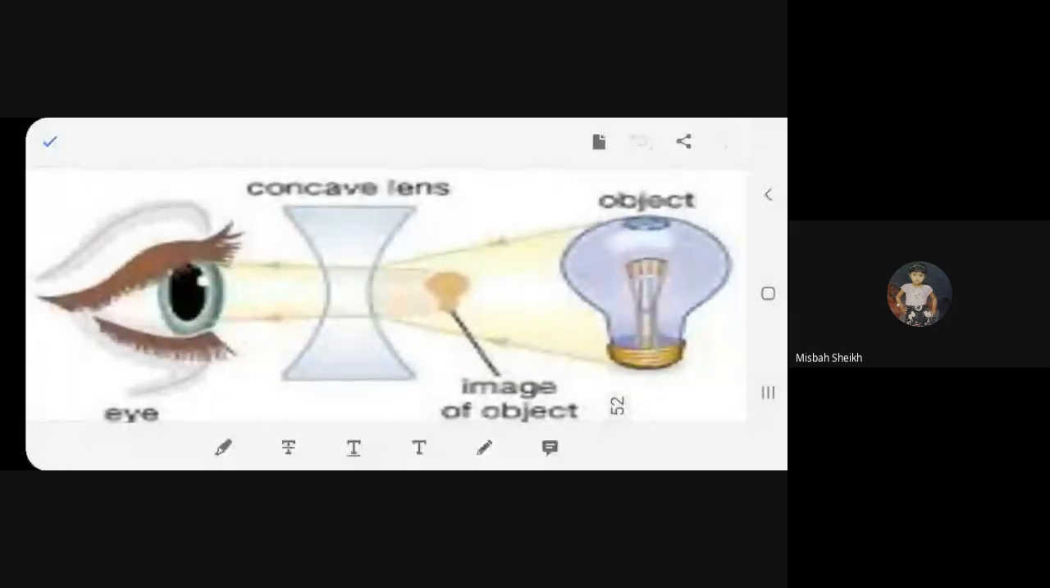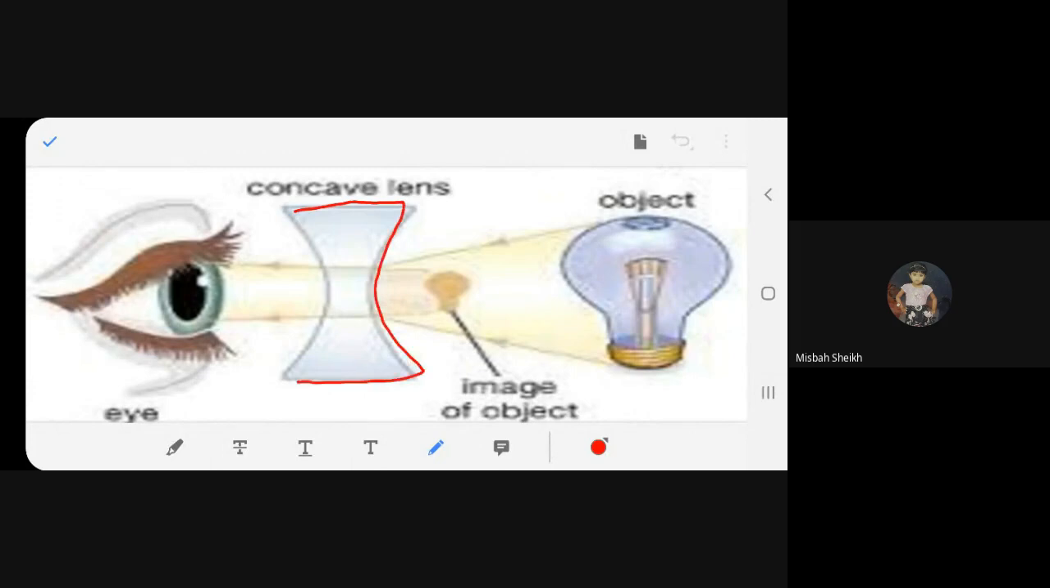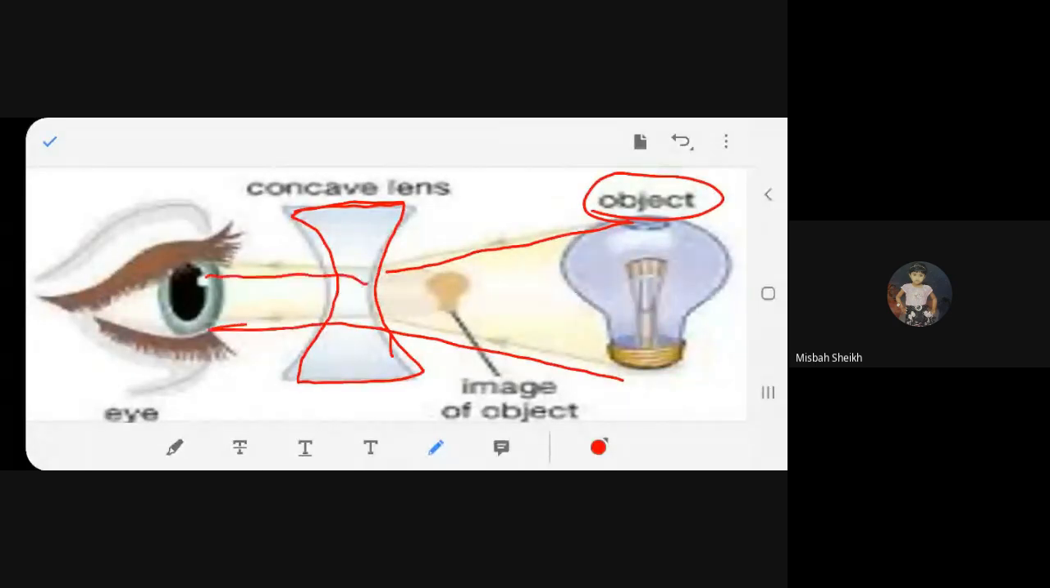Now, this is the concave lens. Yes, beta? Concave lens. And this is the object. You see this object? This is the object. Fine? This object is sending lights and it goes straight to the eye of yours. You're watching it.